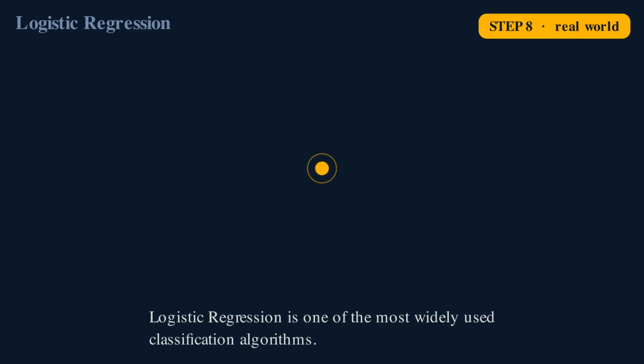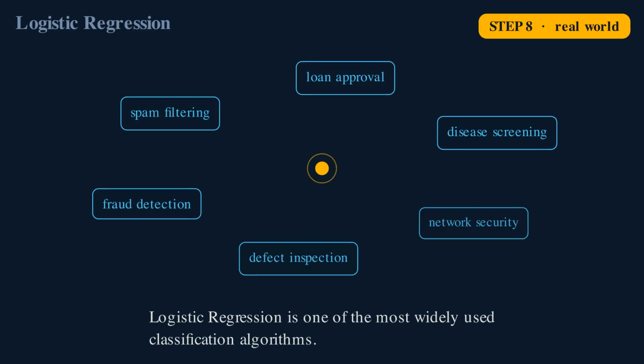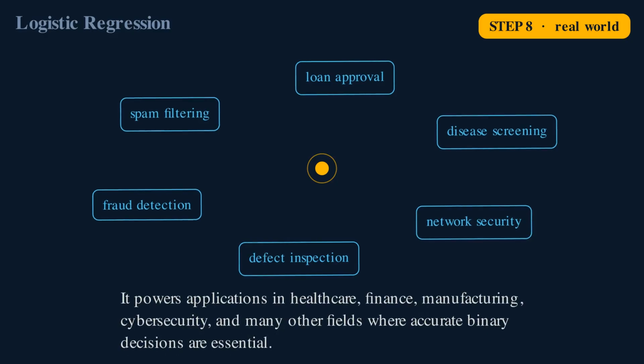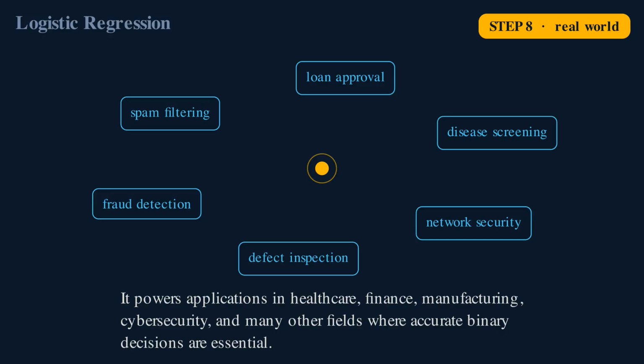Logistic regression is one of the most widely used classification algorithms. It powers applications in healthcare, finance, manufacturing, cybersecurity, and many other fields where accurate binary decisions are essential.